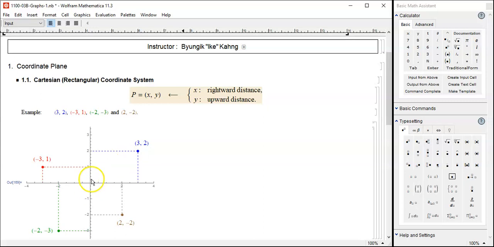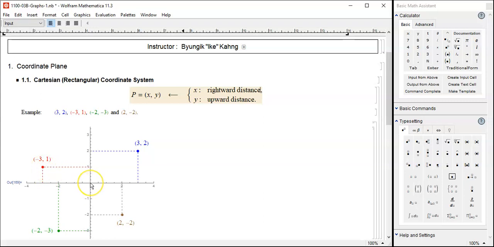How about the red point? From the origin, 3 units to the left and 1 unit up. Or equivalently speaking, negative 3 units to the right, because x is rightward distance and getting a negative of right is going left. So 3 units to the left is the same as negative 3 units to the right, and then going 1 unit up.